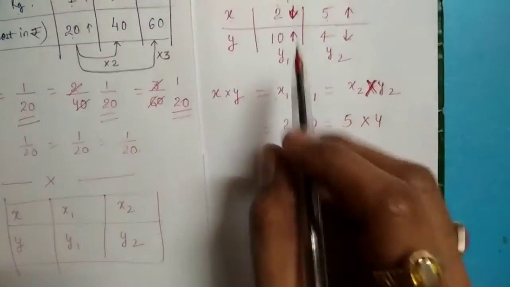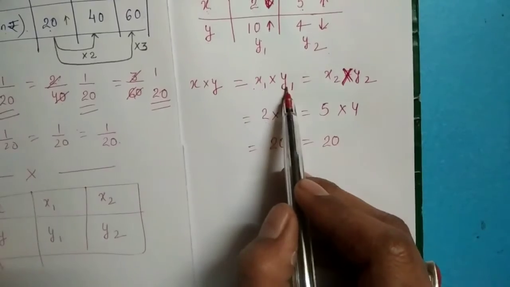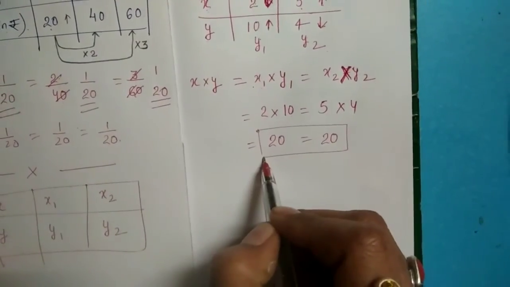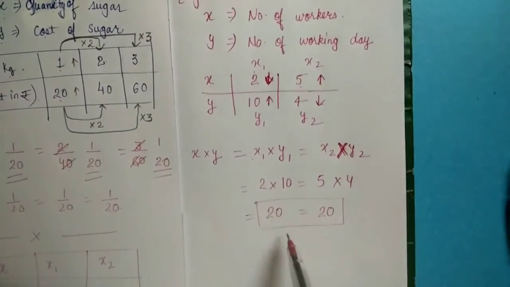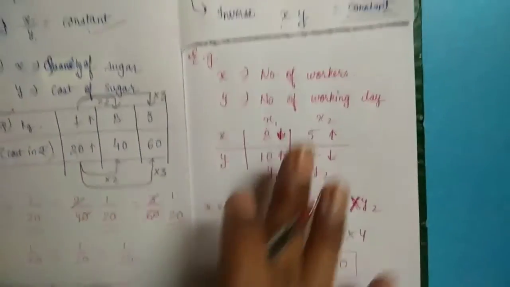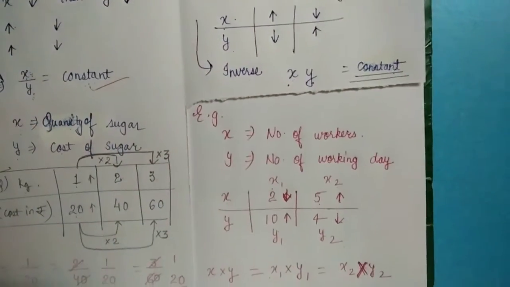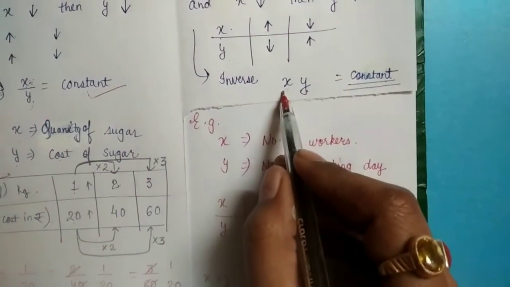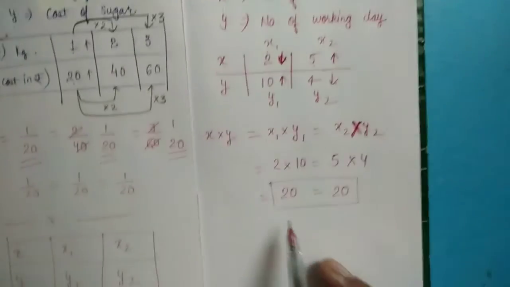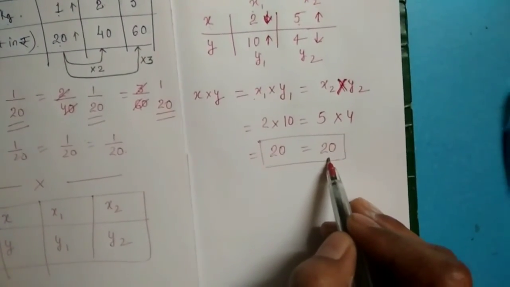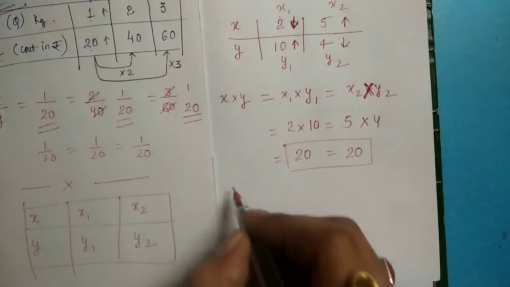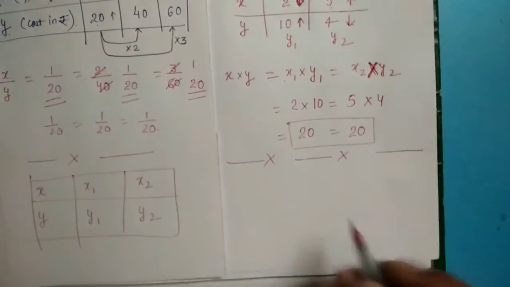Yes, when we multiply x by y, their answer is the same. It means yes, the given example that we took is in inverse proportion, because we did the inverse of direct. In the direct we are dividing x by y and here we are multiplying x into y, and we get 20 and 20. 20 is equal to 20. So for this we will see how we can make the formula.